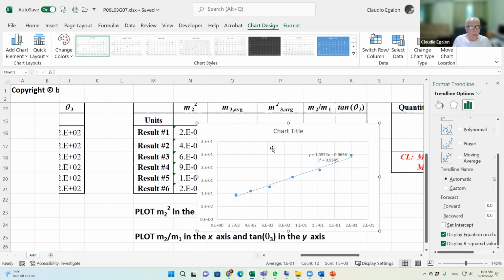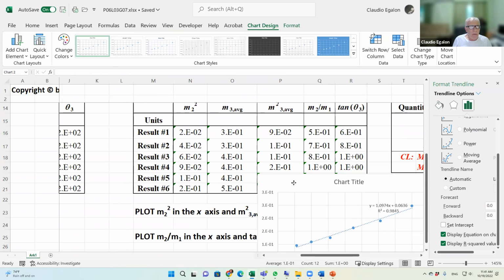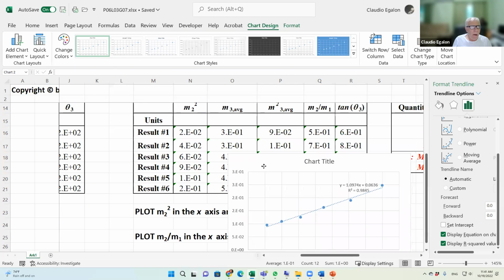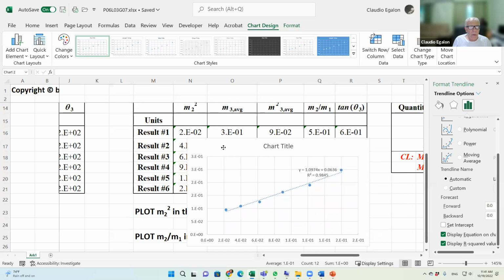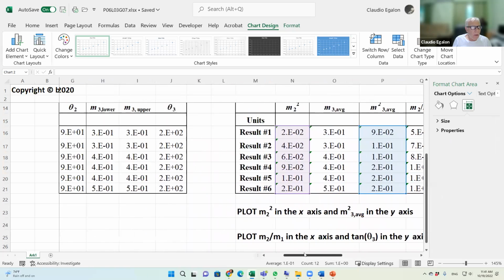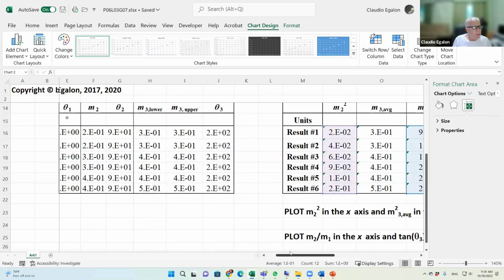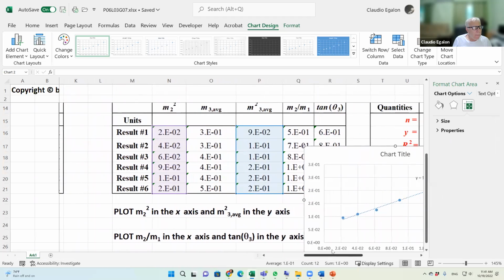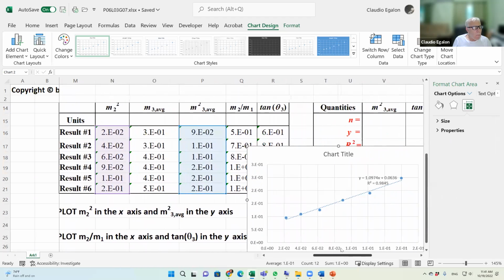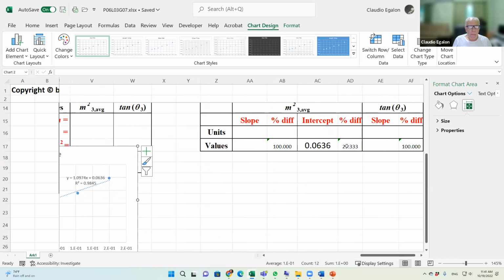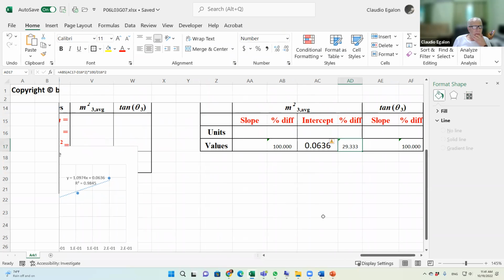Strange. Oh yeah, for the first graph it doesn't. Interesting. Let me see. Yeah, it doesn't affect the first graph. Yeah, it doesn't affect the first graph. And what about now? Yeah, now I'm getting 29%. And it's a little bit strange what happens here.